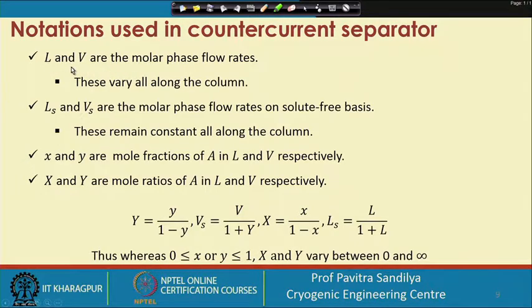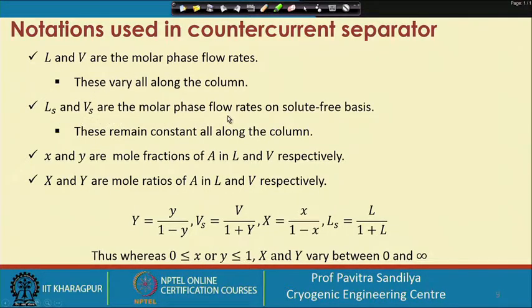This L and V are the molar phase flow rates, and these vary along the column. This has to be very clear that molar flow rates are changing along the column because one of the phases is losing the particular solute, whereas the other phase is gaining the solute, and that is how the phase flow rates keep changing. On the other hand, we have another notation Ls and Vs.